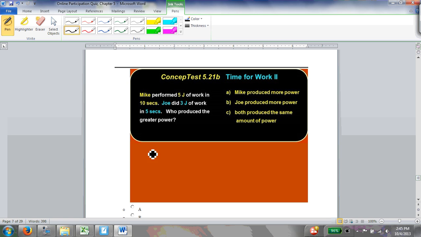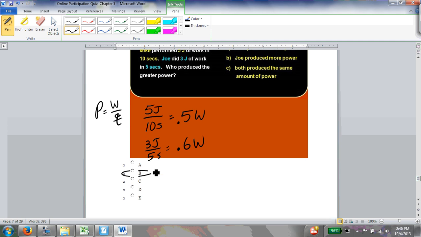Now this is different. I have 5 joules in 10 seconds. Remember, power equals work over time. So that's 0.5 watts. And then I have 3 joules over 5 seconds. Less work, but less time gives me 0.6 watts. So Joe produces more power, or B.